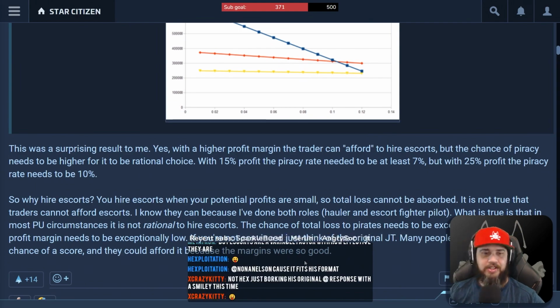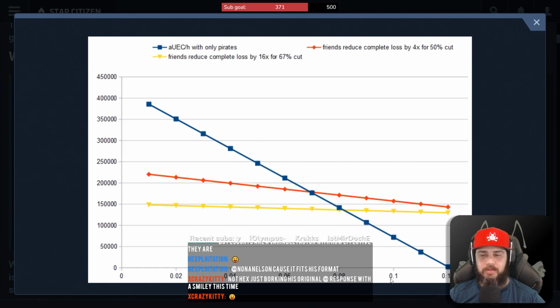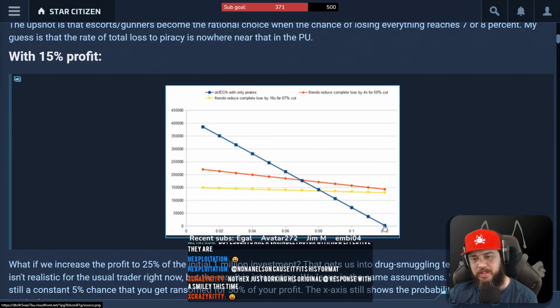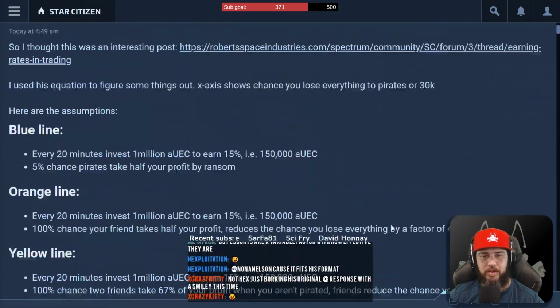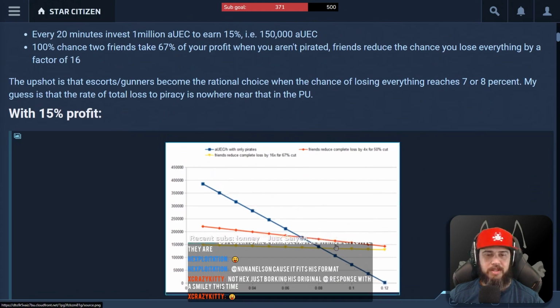Honestly, I want to know how they're coming to these conclusions. Why is a 12% piracy rate going to guarantee, for example, with a 15% profit margin, that you're not going to make anything? Because that, to me, seems like a really small chance encounter with a pirate. And this is supposed to be every 20 minutes as well.